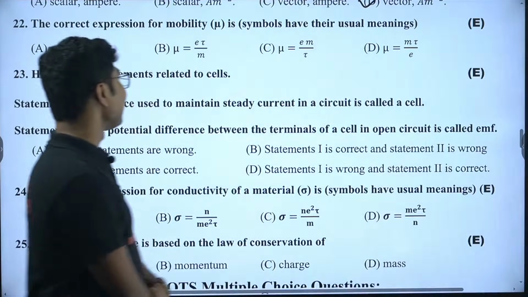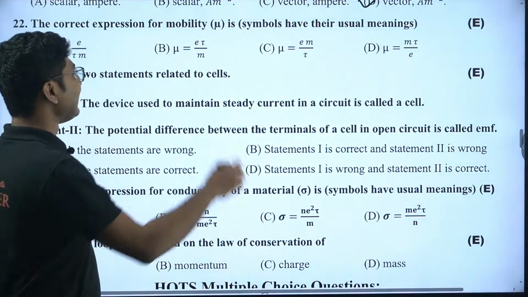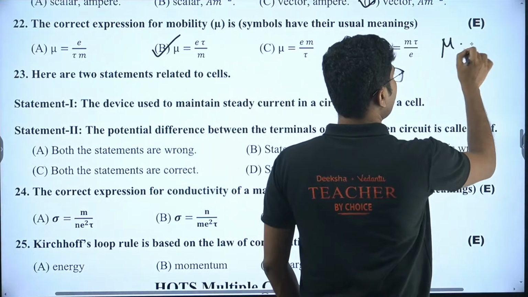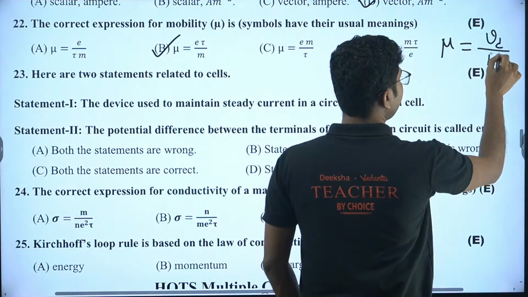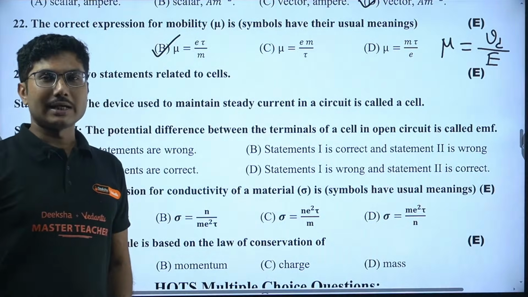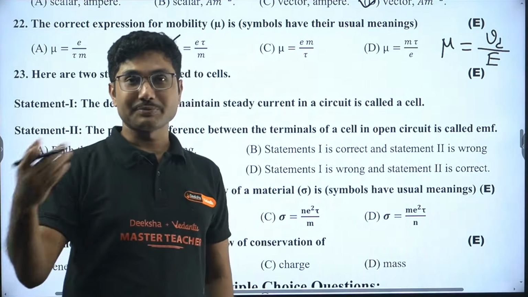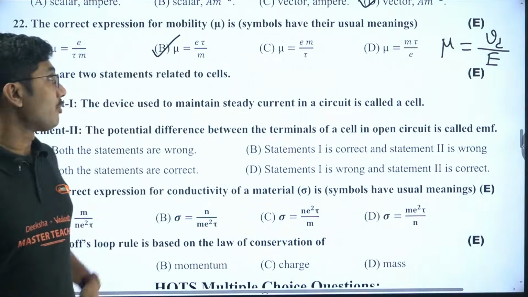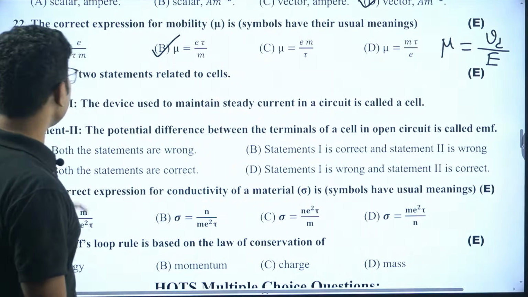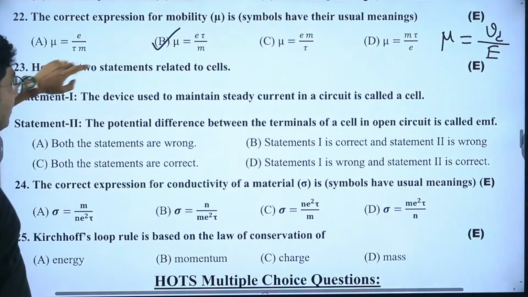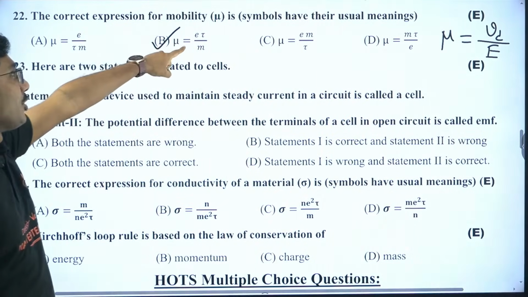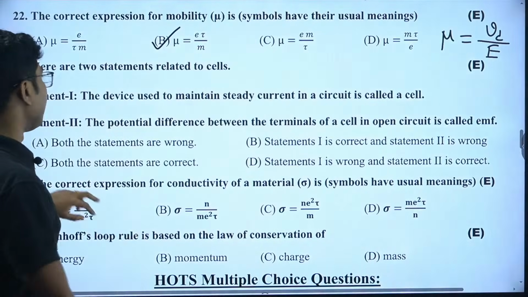So the correct answer is E tau by m. Mu is equal to drift velocity per unit electric field. This is a very important formula to remember. If you have seen, there is a question where, starting from drift velocity, you have to find the expression for conductivity of the material. From there you have to use this formula. There is nothing else, except that you have to remember E tau by m is the expression for mobility.